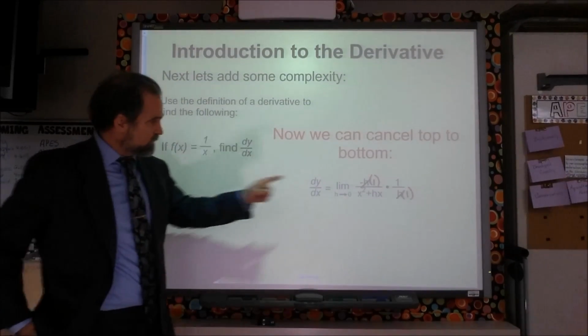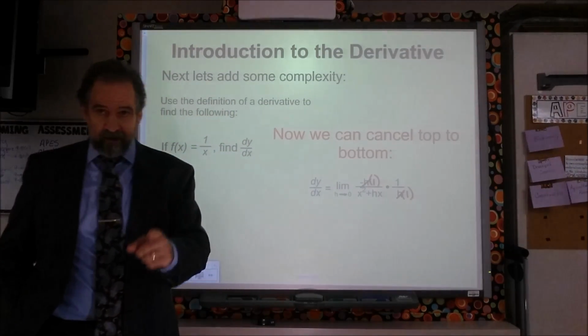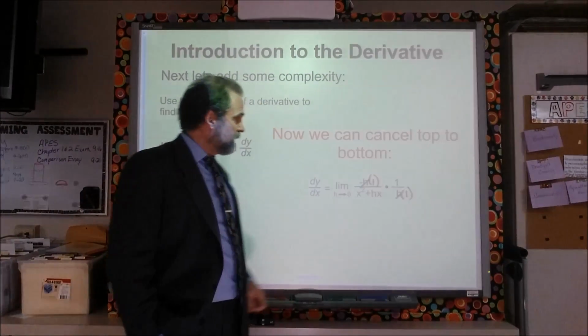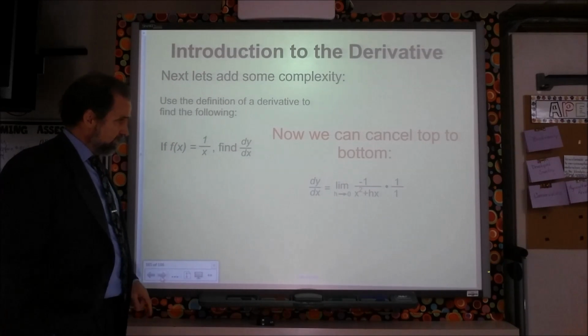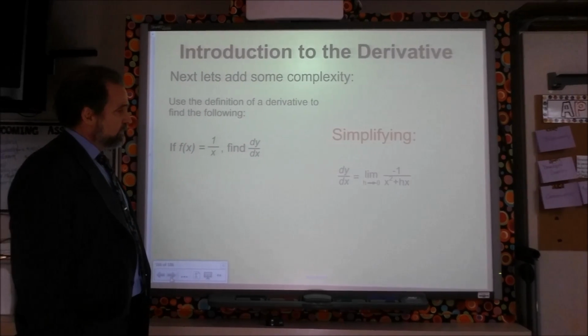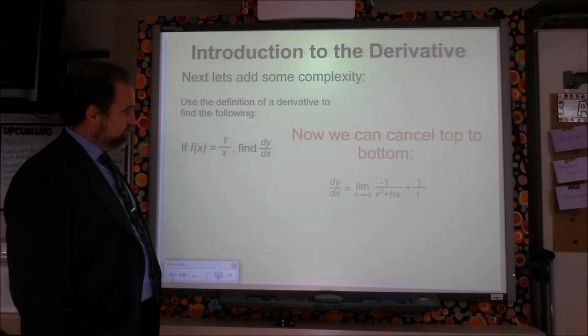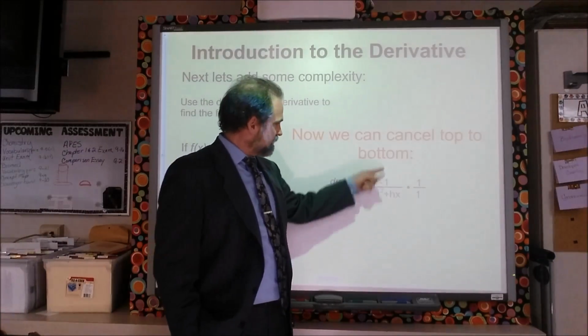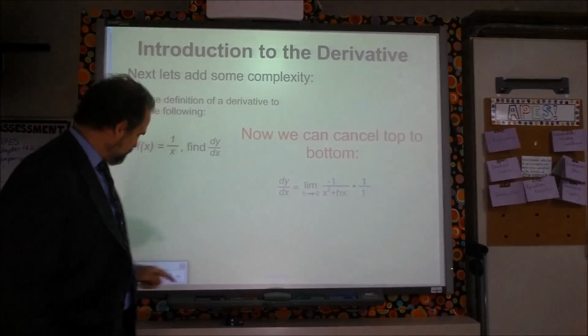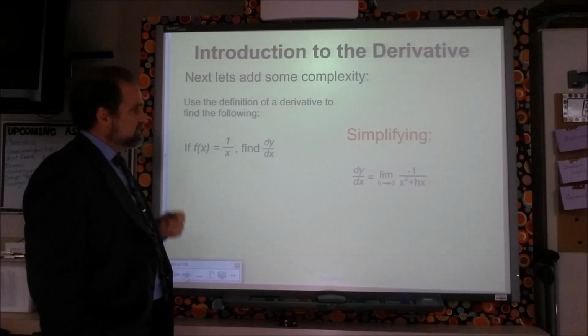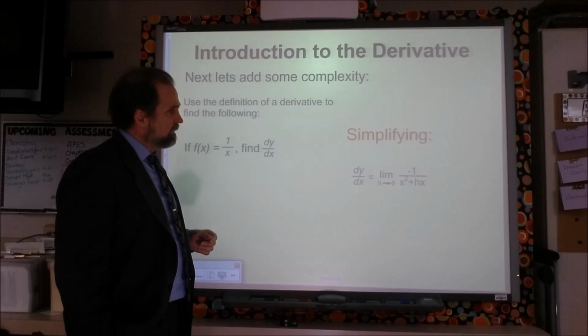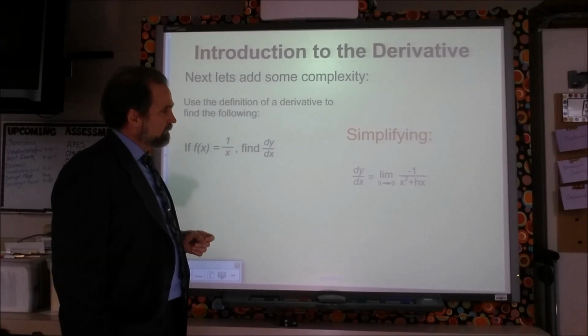It becomes a 1. And so this is the opposite of 1, which is negative 1. Negative 1 times 1 is negative 1, right? And 1 times the bottom is the bottom. So this times 1 doesn't change it, right? That's basically what happens. So there is my simplified thing.